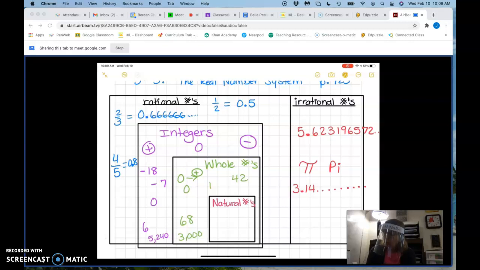And natural numbers start at the number 1 and go positive. So natural numbers do not include 0, just positive numbers starting at 1. 1, 3, 75, 5 million. Okay, so any number that's 1 or above, and it's not a fraction or a decimal. That's our natural numbers.